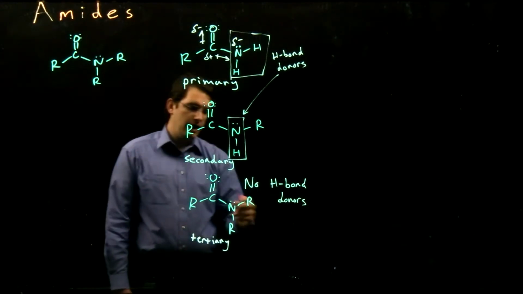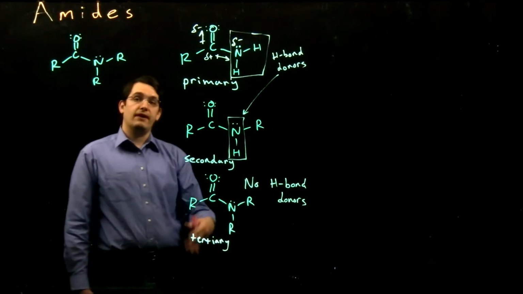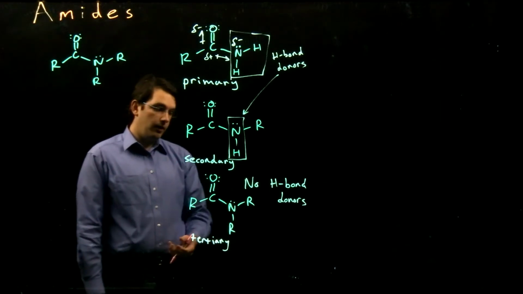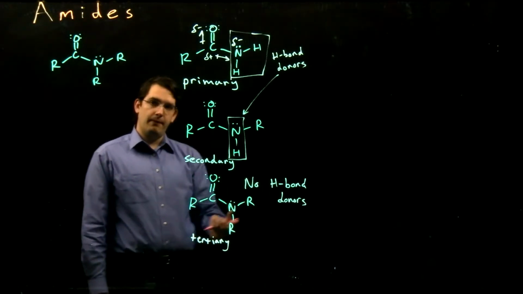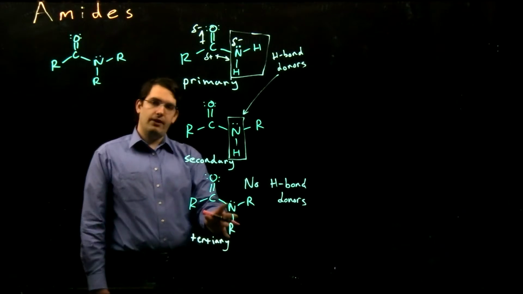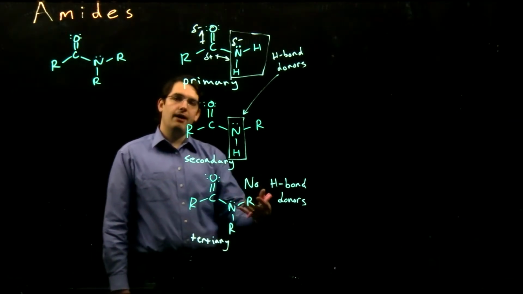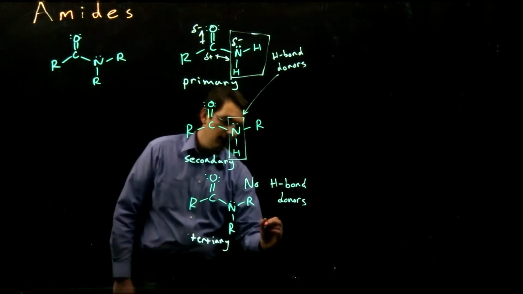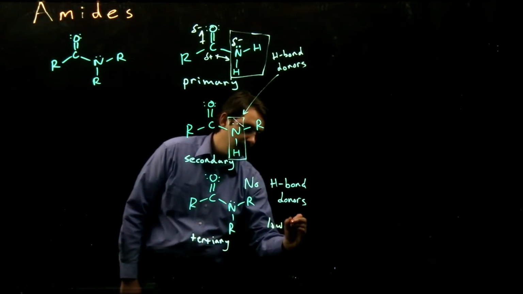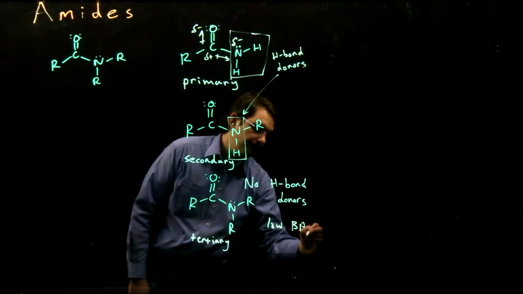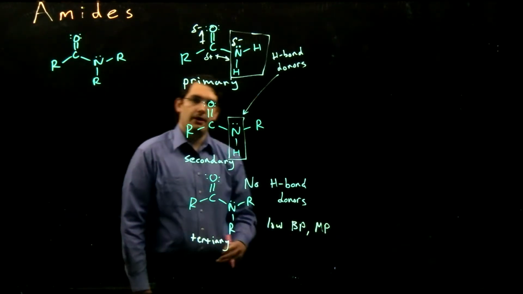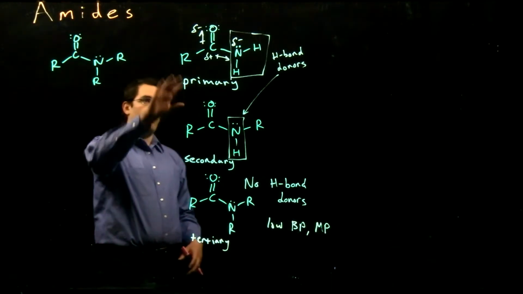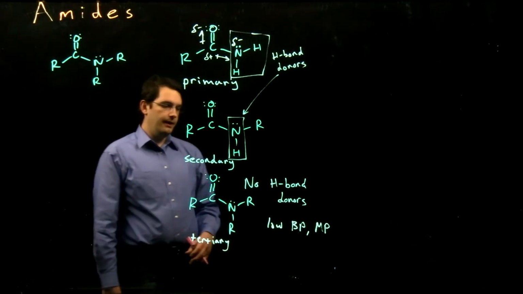Right? So our oxygen and our nitrogen here can both accept hydrogen bonds from things like water, but they can't form them by themselves. Right? So if we have a tertiary amide, we're not going to have any hydrogen bonding, and so it will tend to have low boiling points and melting points compared to our secondary or our primary amides.